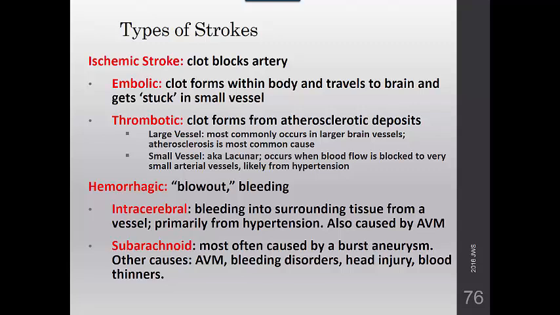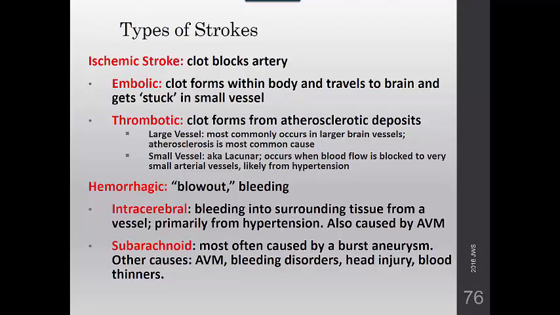So strokes fall into two different categories. They can be, number one, ischemic stroke, which is where a clot blocks blood flow through an artery, or they can be hemorrhagic stroke, which is also known as a blowout bleed, and this is a rupture of the vessel with bleeding into the brain.